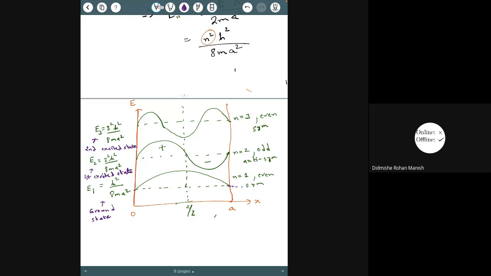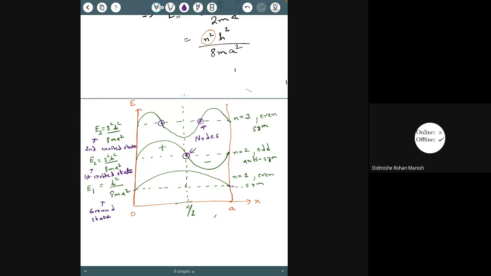Okay, so the other thing I was saying is the points at which the wave function becomes 0 in the domain of the wave function, so between 0 and a. For the ground state, there is no such point. For the first excited state, or n equal to 2, there is 1 point over here. And for n equal to 3, you have 2 points. These are called nodes of the wave function. A node of a wave function is a point where the probability of finding the particle is 0.